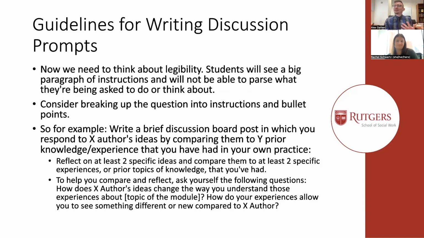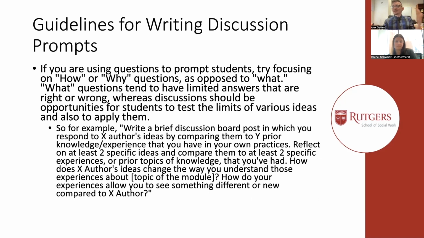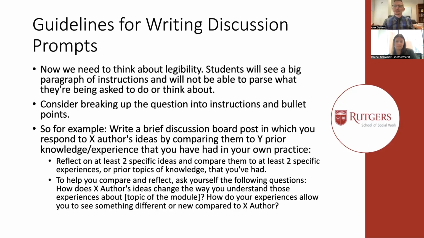Okay, now we need to think about legibility. So students are going to see, in that example I just gave you, that big paragraph of instructions and not really be able to parse what they're being asked to do or think about. We need to essentially help students prioritize, right? So this is a large paragraph. Where am I supposed to start? I'm going to get lost. I'm probably not even going to read those questions at the end, or maybe I'm going to skip to the questions at the end and just look at those and miss that maybe I'm being asked to think about 2 specific ideas, right? So we'll want to break this out into instructions and bullet points.